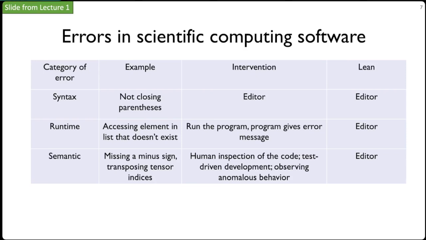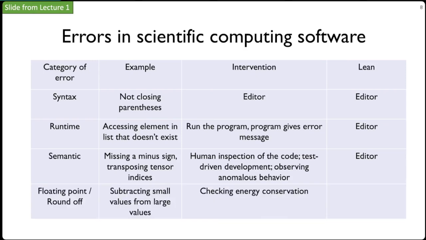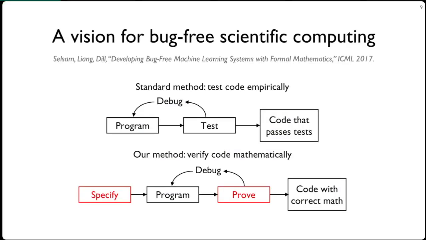This is largely driven by, can we define scientific theories? Can we state properties about the functions in our code and then prove those things in Lean? Importantly, we're not addressing floating point or round-off errors. That is outside the scope of this course. And this leads to an alternative vision for bug-free scientific computing.